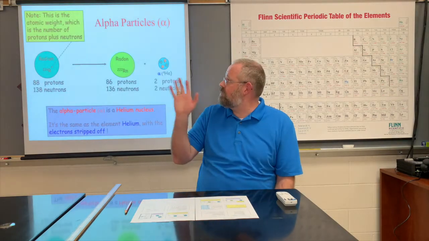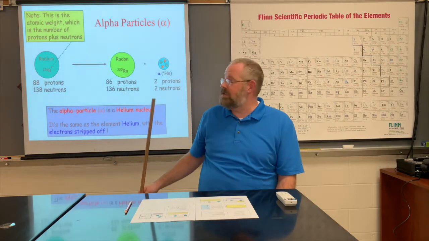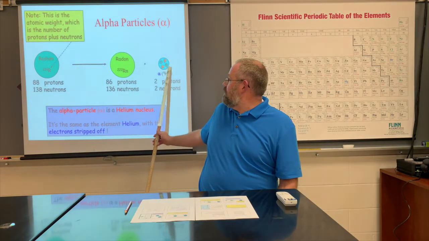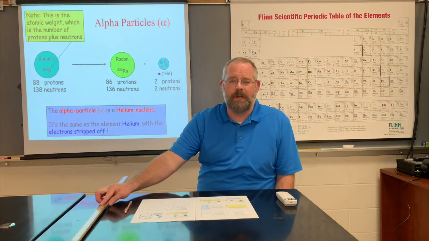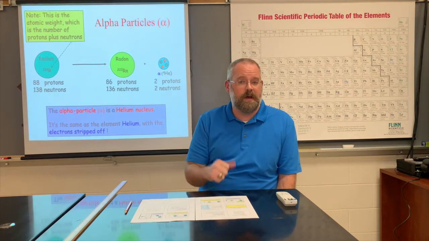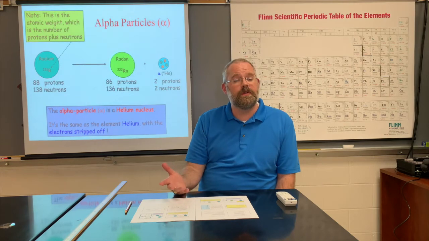All right, so let's look at each of these particles. Alpha particles are essentially the same thing as a helium nucleus, 2 protons and 2 neutrons, but with no electrons, which means the 2 protons give it a positive charge. Alpha particles are what Rutherford used in his gold foil experiment.